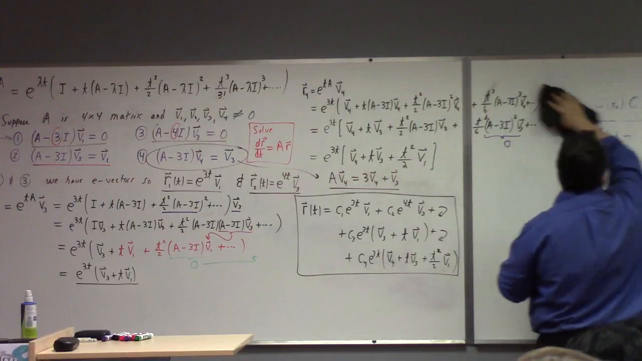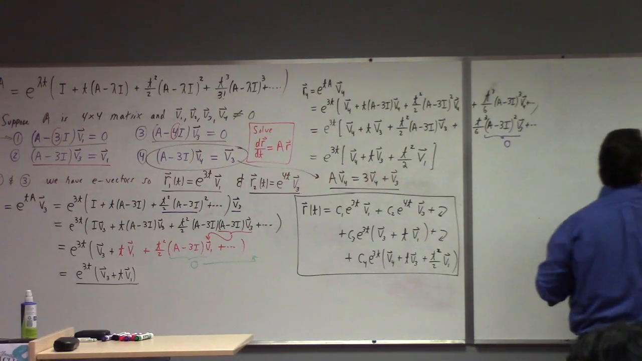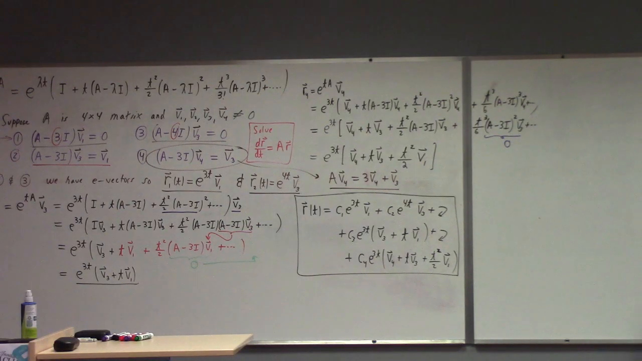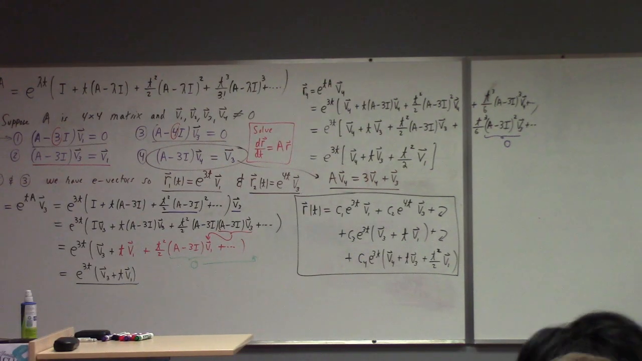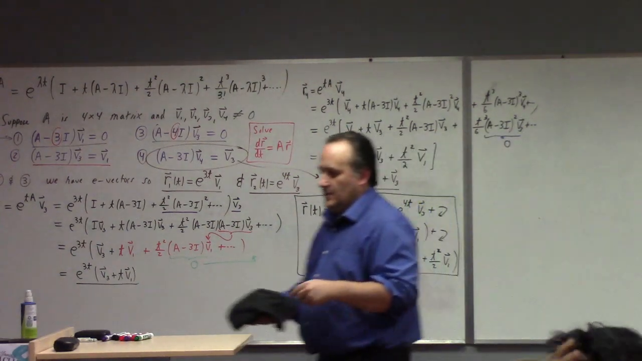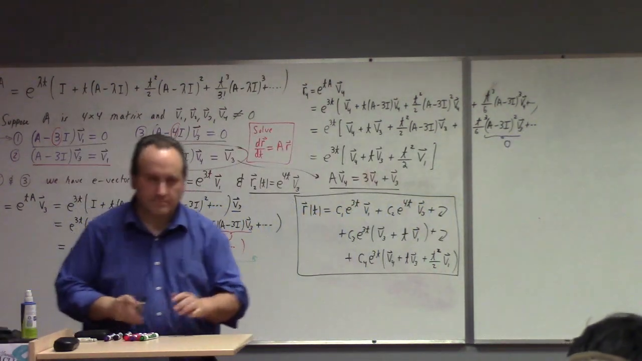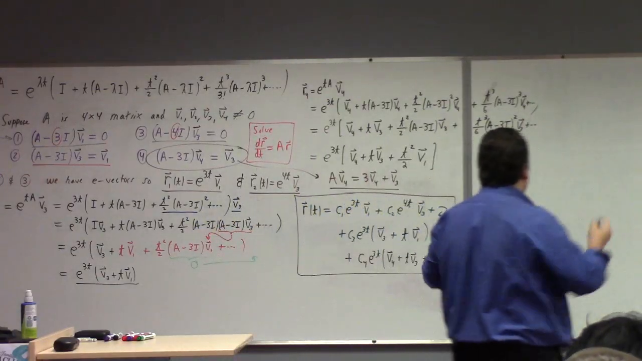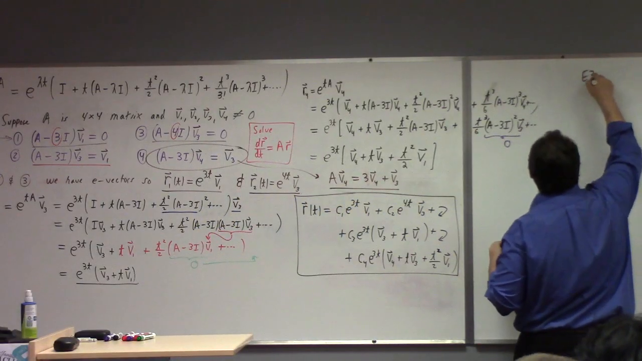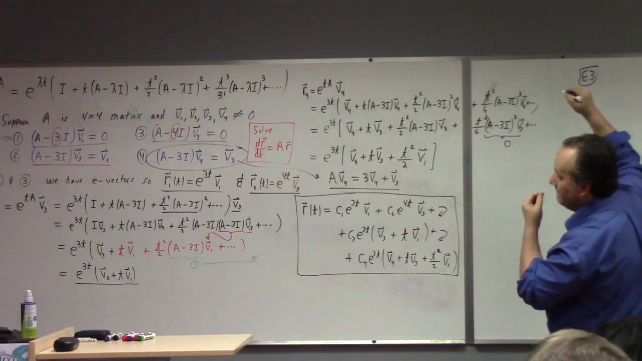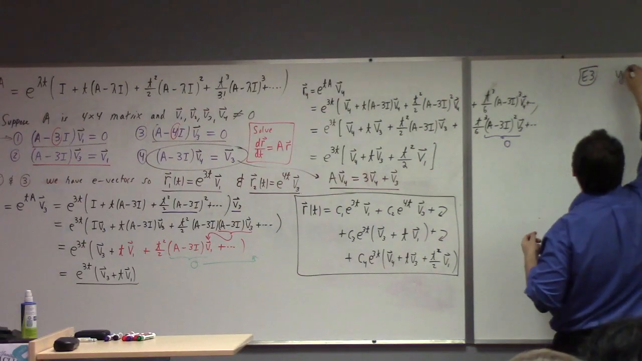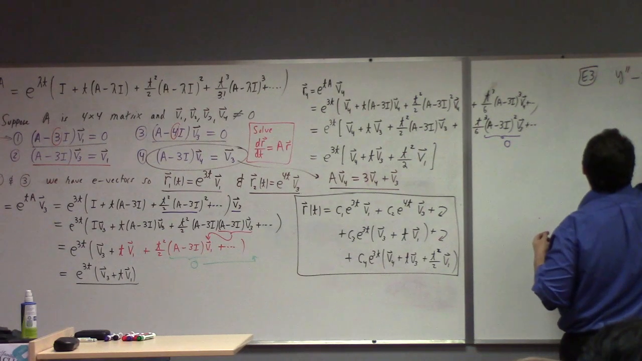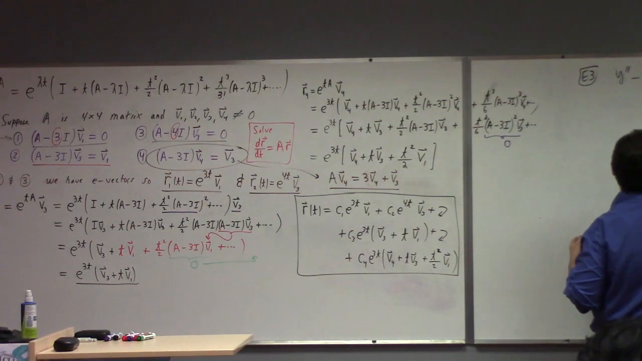All right, so one more example for today. I may not finish this one today. I'm going to try. We'll see what happens. But let's look at the differential equation. Let's say y prime prime minus 2y prime plus y equals 0.